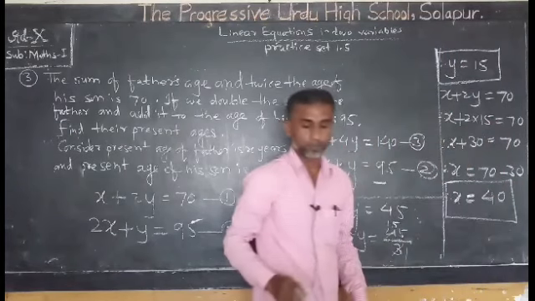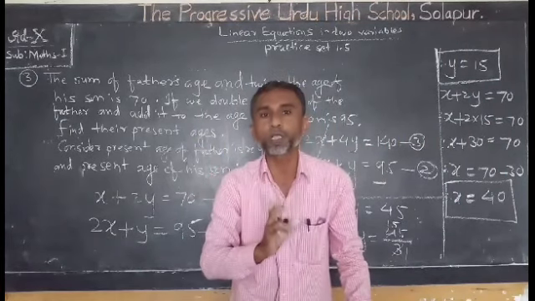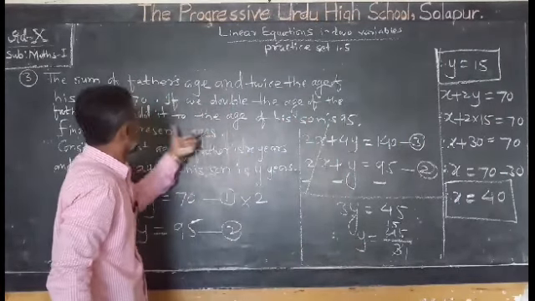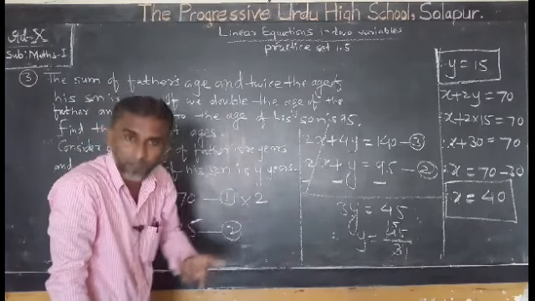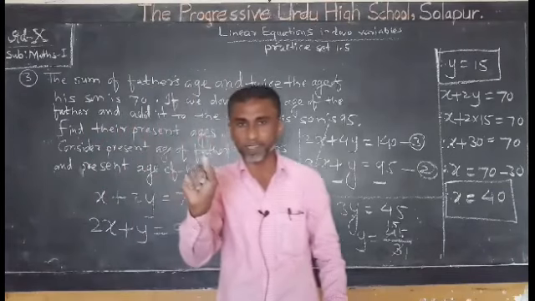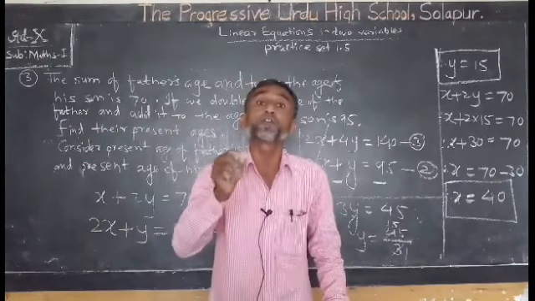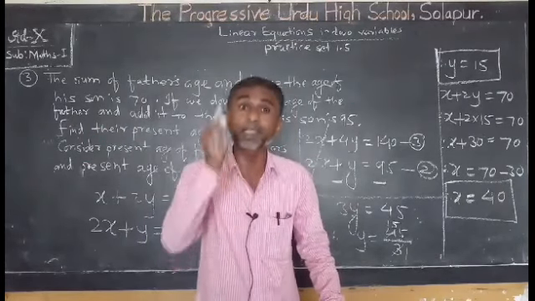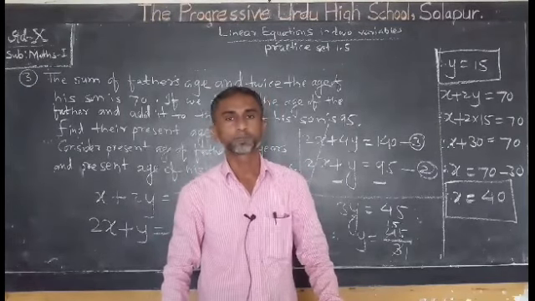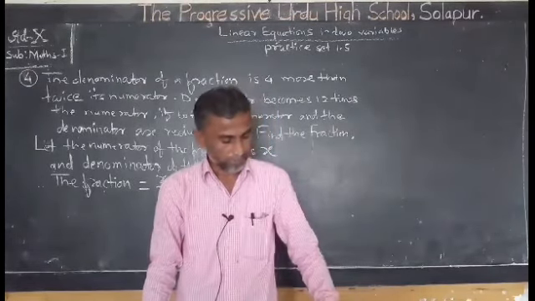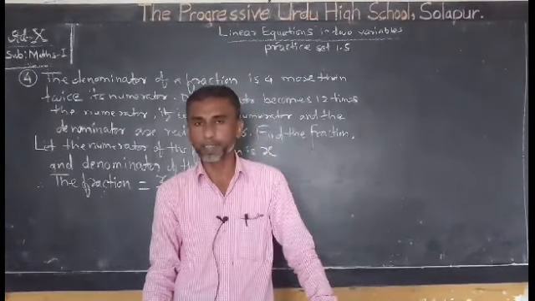Now in the last, after solving the example, you have to write the answer of the question. What we have asked? Find the age of his son and father. What are the ages of son and father? So we should write in the end one sentence: the age of father is 40 years and the age of son is 15 years. Unit should be there, in years. In this way, because it carries half mark.